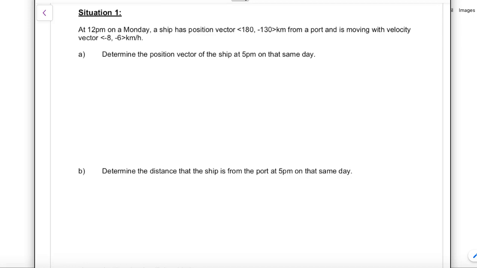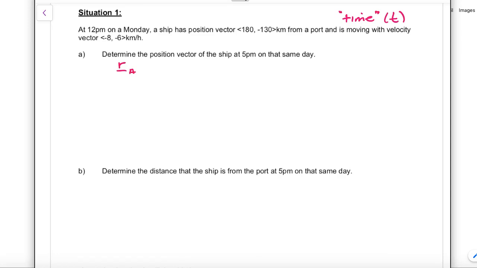At 12 p.m. on a Monday, a ship has position vector -180, -130 kilometers from a port and is moving with velocity vector -8, -6 kilometers per hour. So if we wanted to describe exactly how we keep track of the position of this ship, I'm going to call it ship A, we can define its position over time. So this is where time becomes very important, and I use a t to represent time.